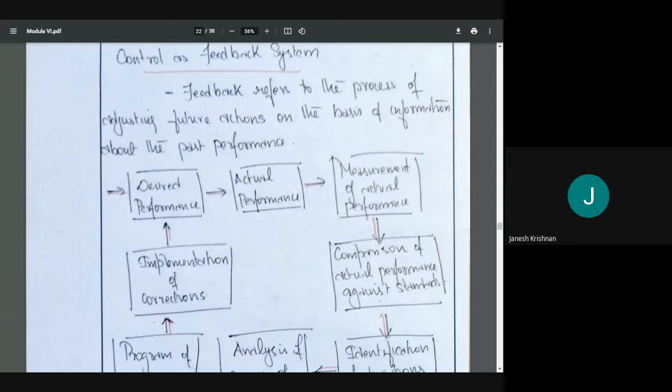Controlling can be used as a feedback system, and it can also be used as a feed forward system. So what is the principle of the feedback system? The principle is that we can learn from our past experience, from whatever mistakes we have made. The feedback system refers to the process of adjusting future actions on the basis of information about past performance. So we know what we have done, and on that basis we decide what we are going to do in the future.